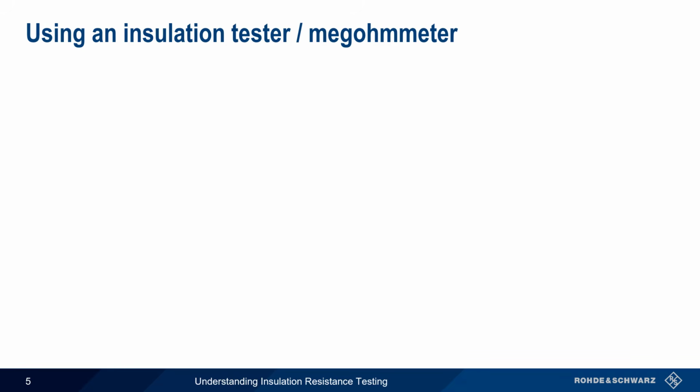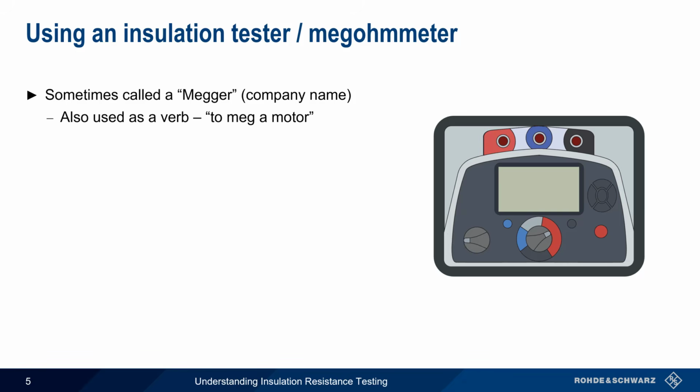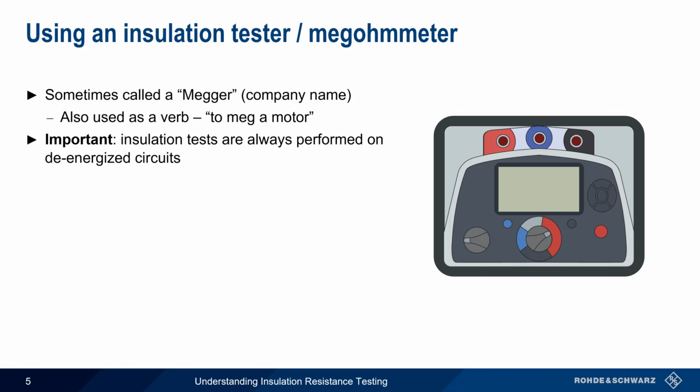For this reason, insulation resistance is tested using special insulation resistance testers or megohmmeters. You may hear these referred to as meggers, after the name of a well-known manufacturer of these devices. In fact, the word megger or meg is sometimes even used as a verb. For example, megging a motor. One important thing to know about insulation resistance tests is that they must always be performed on de-energized circuits.